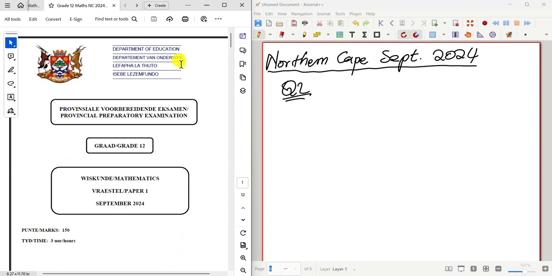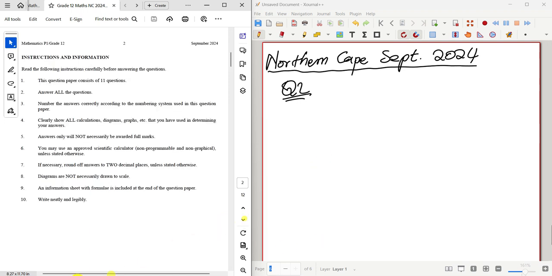Today, in your past examination papers, we are looking at a question paper from the Northern Cape, Maths Paper 1, by the way, that was written in September 2024. As is the case, before we start answering the questions, we're going to remind you of some few things regarding your examinations. Remember, all the instructions are important. However, we will select some few instructions that we want you to keep in mind.